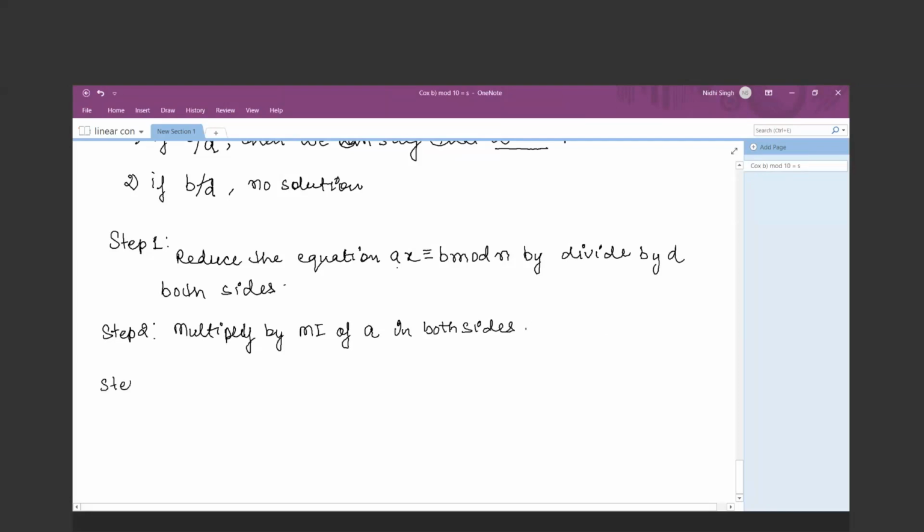And now the step 3 is the last step, and there is a formula: the value of x can be found out, xk equals x0, that is the initial value, plus k times n by d, where k equals 1 to d minus 1. ठीक है, अगर एक ही सोल्यूशन है तो आप वैल्यू ऑफ x0 का सोल्यूशन निकाल करके आप क्विट करोगे, else you have to put in this one equation in order to find out the further solutions.